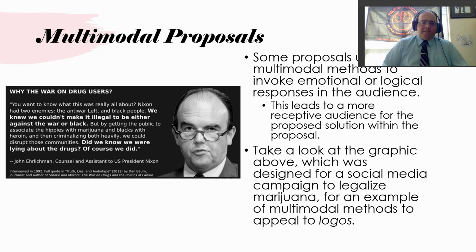You want to know what this was really all about? Nixon had two enemies, the anti-war left and black people. We knew we couldn't make it illegal to be either against the war or black. But by getting the public to associate the hippies with marijuana and blacks with heroin, and then criminalizing both heavily, we could disrupt those communities. Did we know we were lying about the drugs? Of course we did.